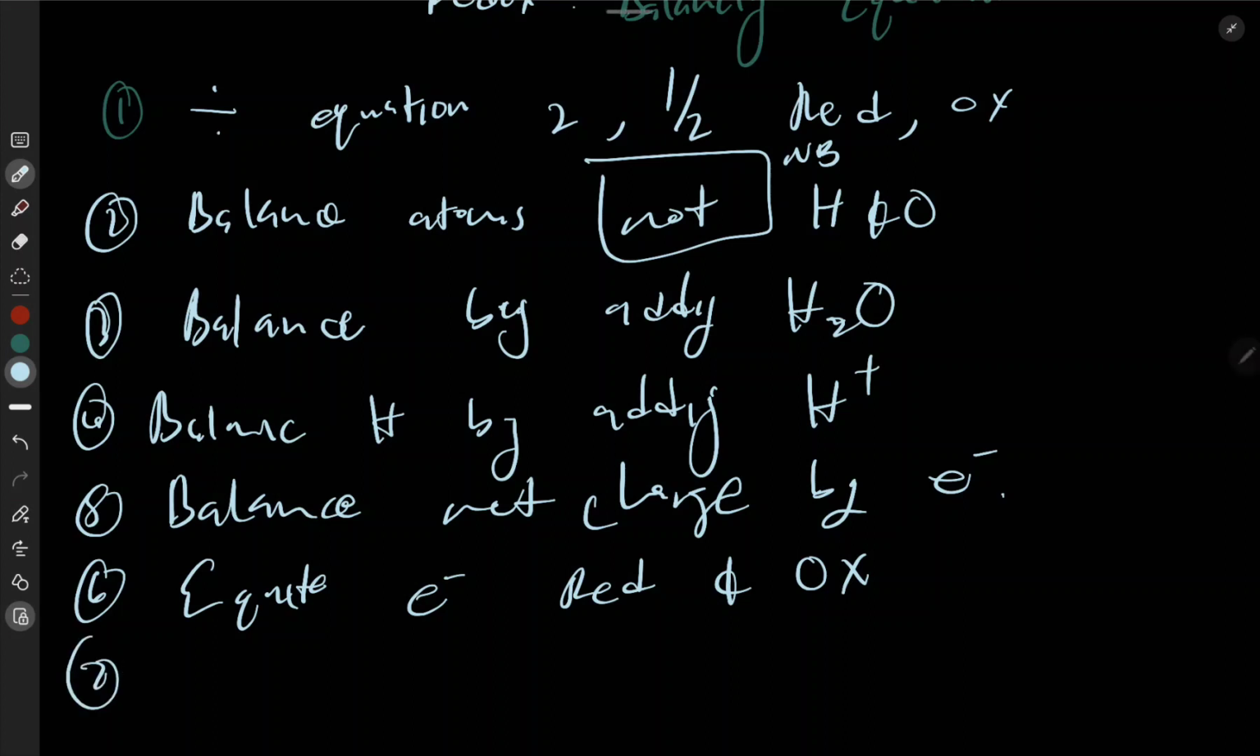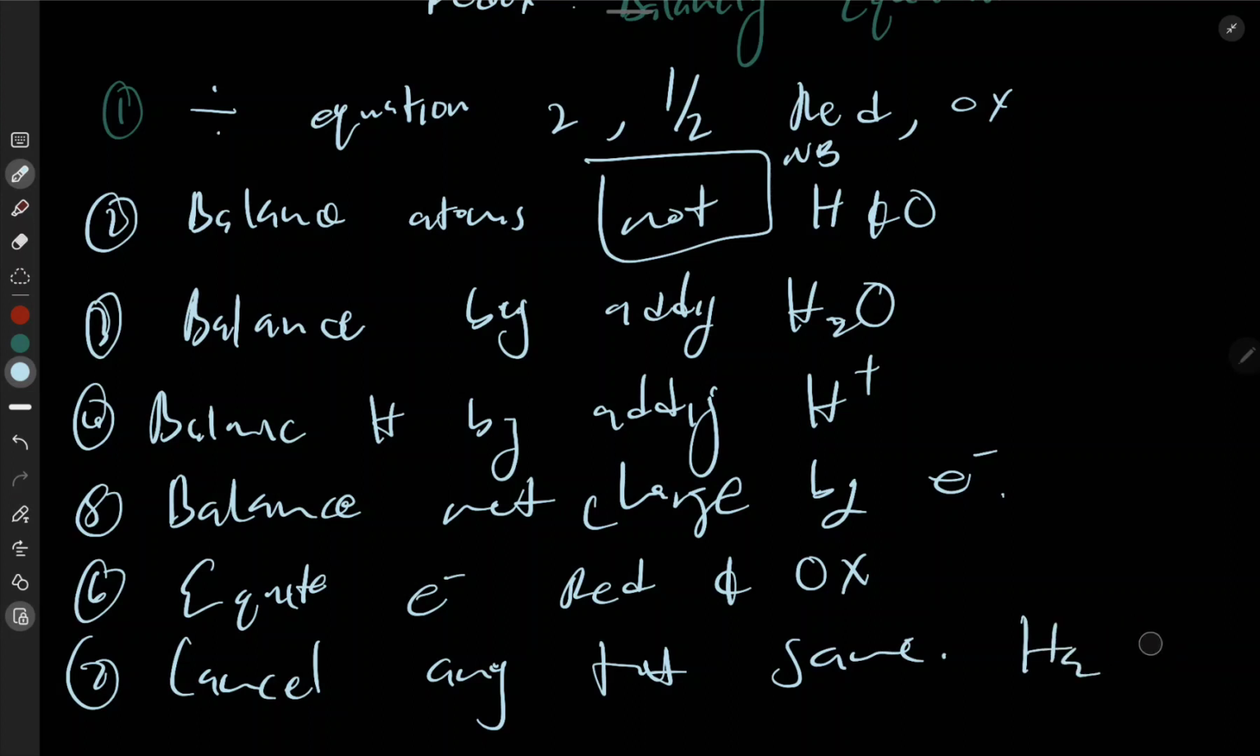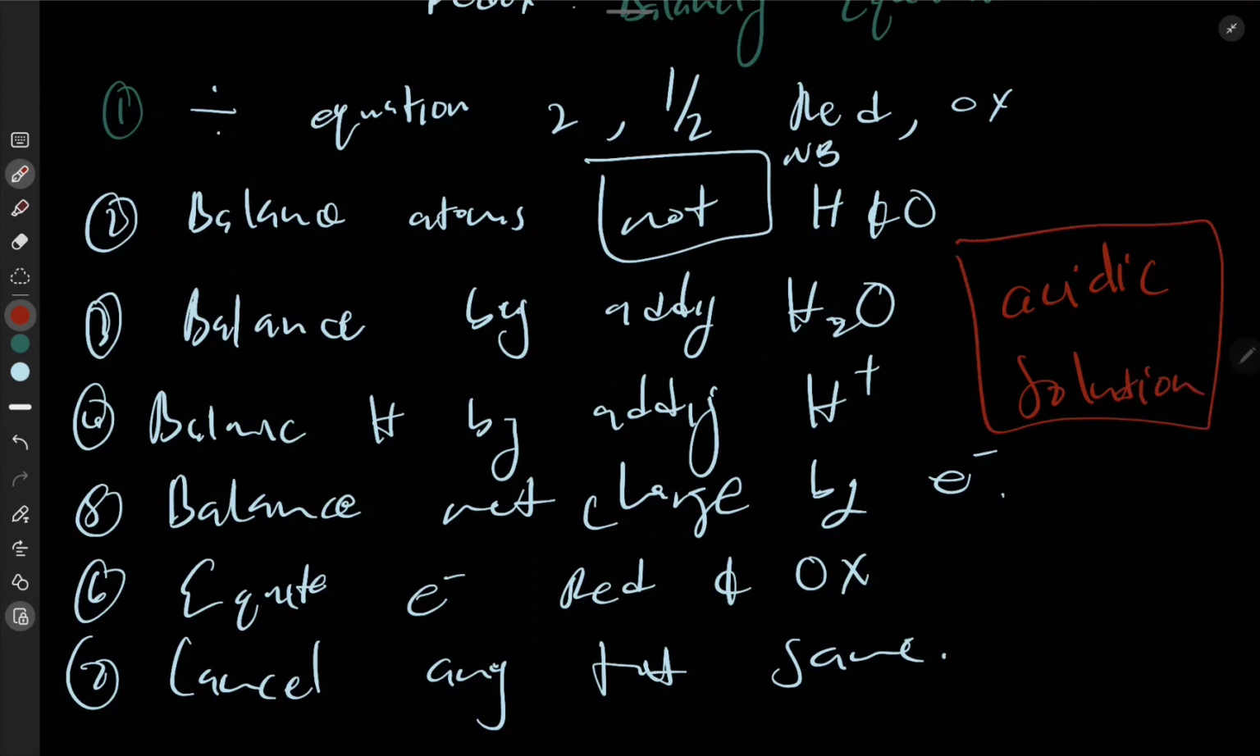Let's put it as number 7, and now you have to cancel anything that is the same. Normally it is water. I'm not saying water will always be the same, but normally it is water. Okay, these are the steps that you need to take if you're balancing the equation in an acidic solution. For now, I don't want to confuse you a lot. Let's just work with this. I'm going to do some activity and refer to these notes, and you should also screenshot them and refer to them as I'm doing problems.